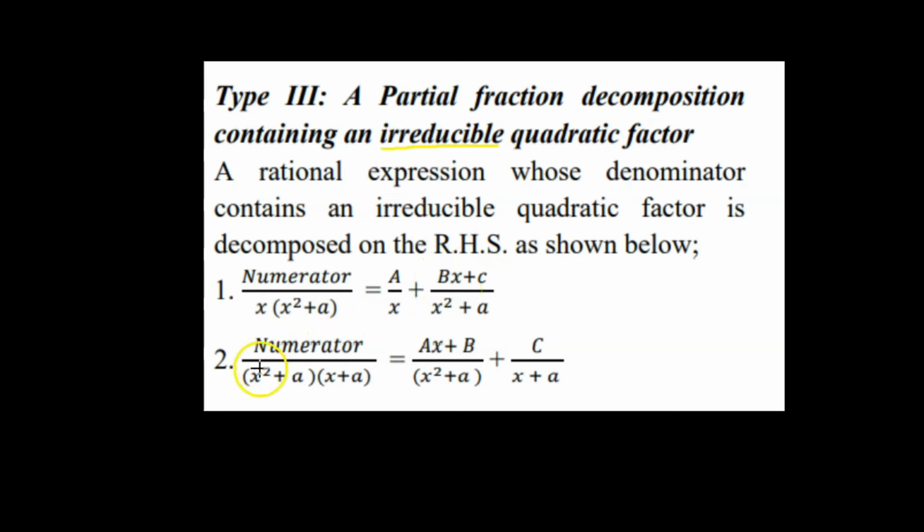In the same way, if you had it the other way around, meaning the quadratic factor, which is irreducible, coming first before a linear factor, then you are going to have the partial fraction for that as ax plus b all over x squared plus a, which is the quadratic factor of the denominator, then plus c over x plus a, which is the linear factor which follows up. So that is one systematic presentation you should be able to take note of, so that you know how to go about issues when you meet similar examples.